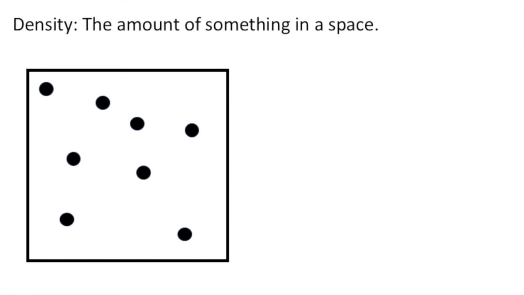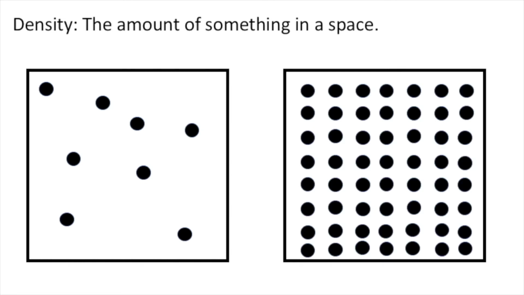So let's go ahead and take a look at a second box. Now the box on the right has 56 circles in one box, compared to the one on the left that has 8 circles in one box. Each circle is now closer together and has less of its own space. The amount of circles in the right-hand box is more dense than the circles in the left-hand box. There is more of something to fill the space.